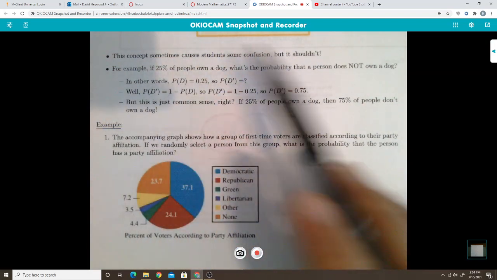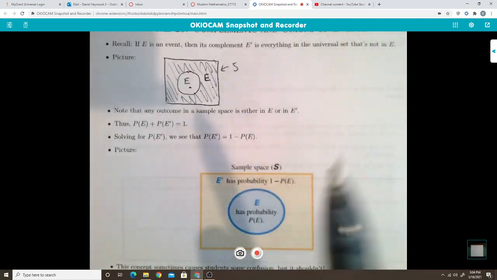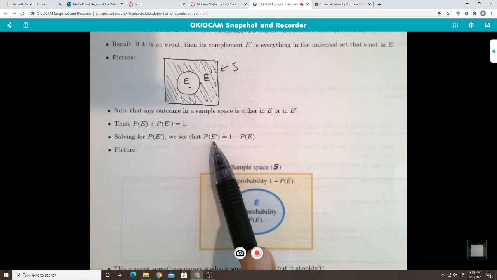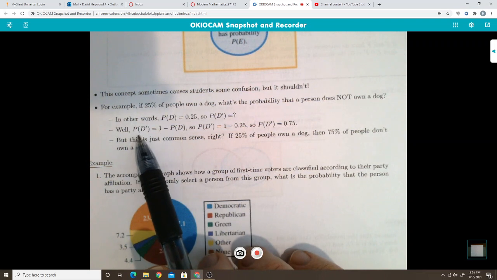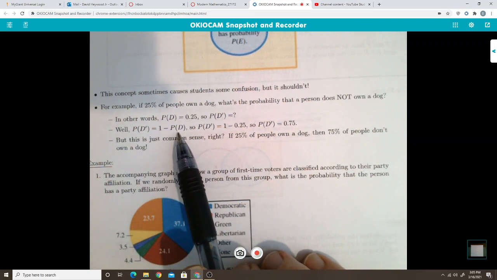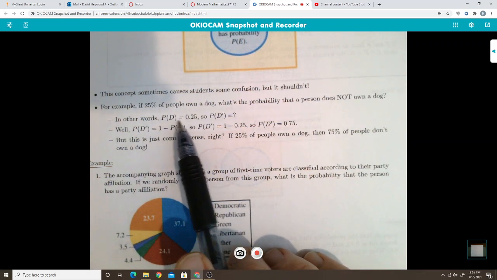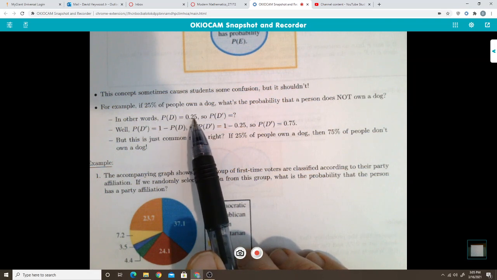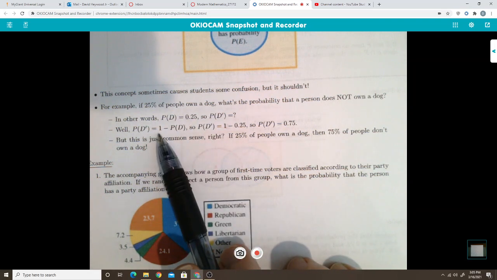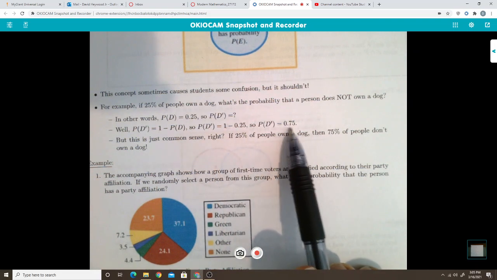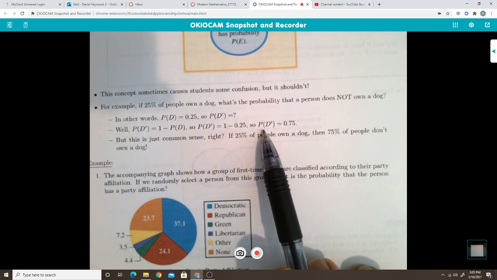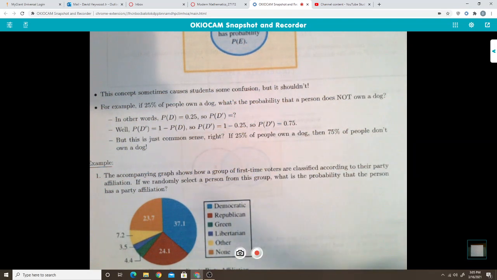Well, according to the formula up here, probability of dog complement would just be 1 minus the probability of dog, right? So probability of D complement is 1 minus probability of D. And we know that probability of D is 0.25. So probability of D complement is 1 minus 0.25. And what's 1 minus 0.25? Well, it's 0.75. You can use your calculator if you need to, right? But probability of D complement is 0.75.